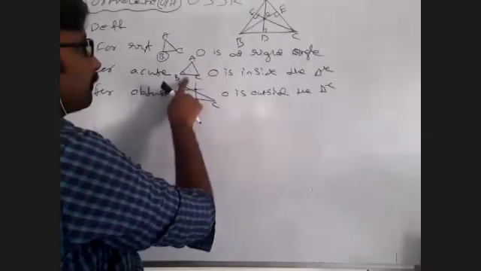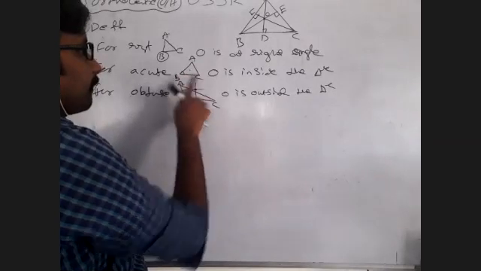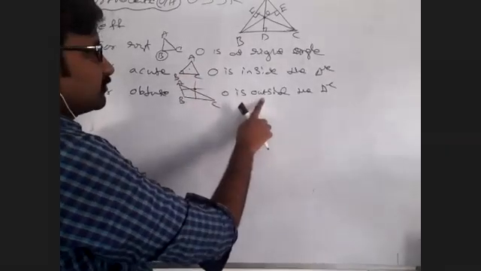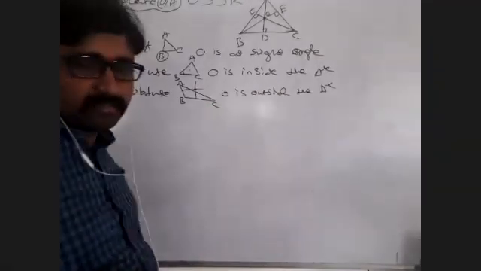So these are 3 cases: for a right angle, at the right angle; for acute, inside; for obtuse, outside the triangle. Obtuse is outside and acute is inside.